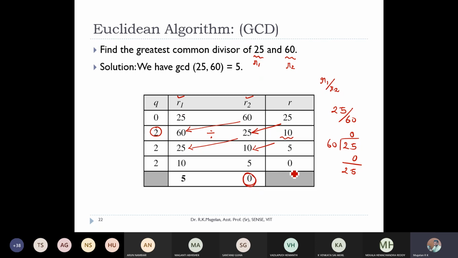Don't stop when your remainder becomes 0. This is where people make a mistake. When the remainder becomes 0, you should not stop. You go for one more iteration by pushing this remainder to R2, thereby making R2 0, and this R2 is pushed to R1, and this final R1 value is nothing but the GCD of the two integers. Assume here it is 25 and 60.